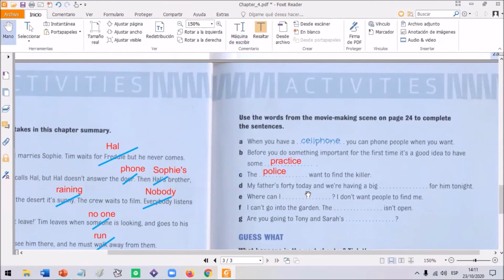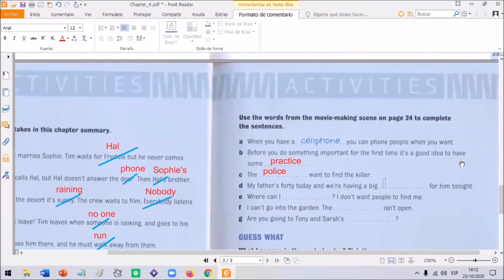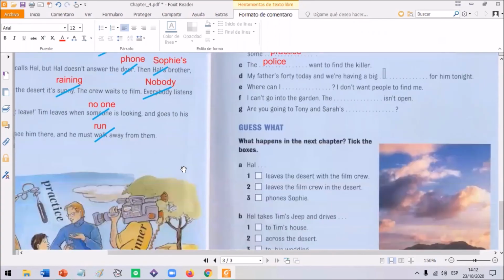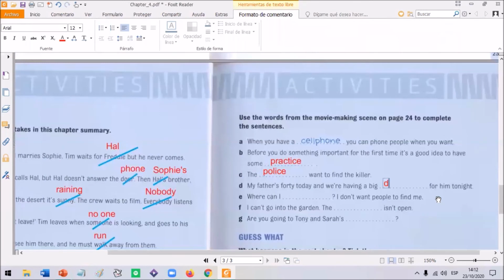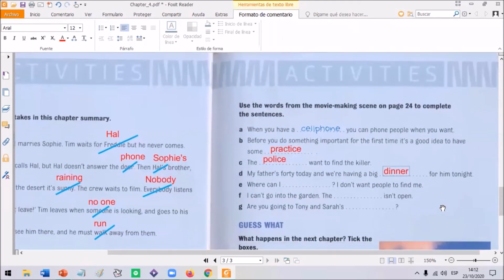My father's 40 today and we are having a big for him tonight. So what are we doing tonight for my father's birthday? It's my father's birthday. He's 40 today. So tonight we are having a big... Look at the options, remember? Yes, a big dinner. Podía ser party, pero no estaba como opción. Okay, a big dinner. My father's 40 today and we're having a big dinner for him tonight.